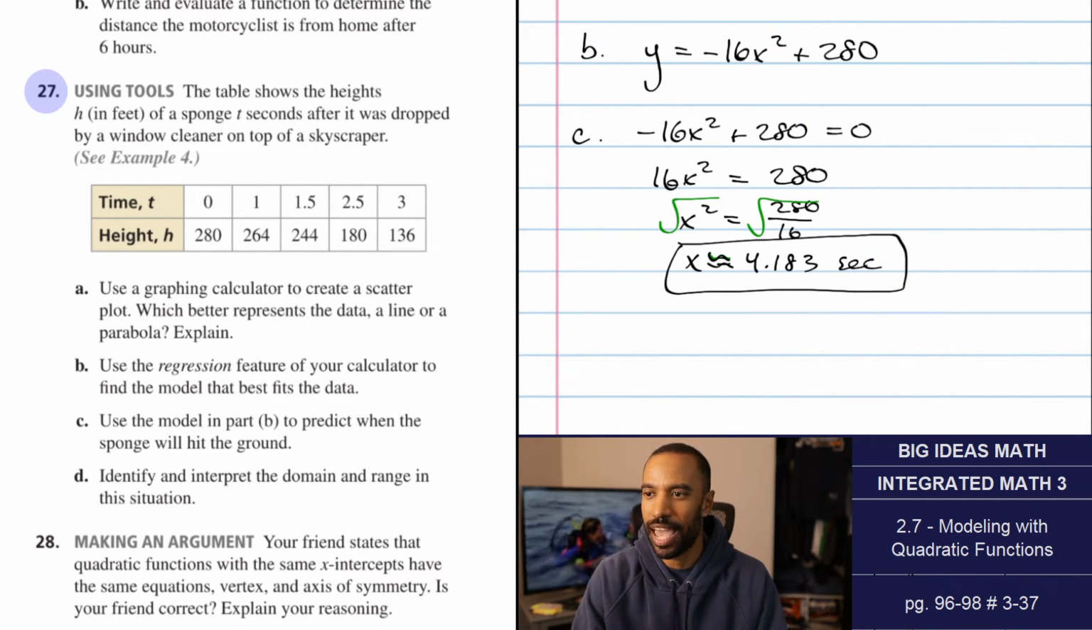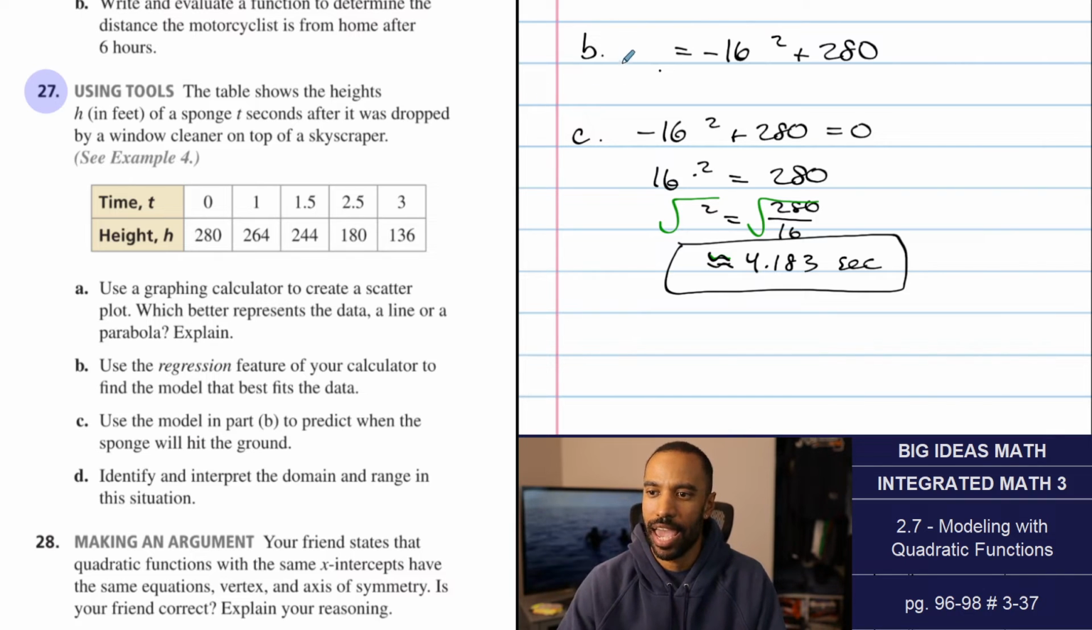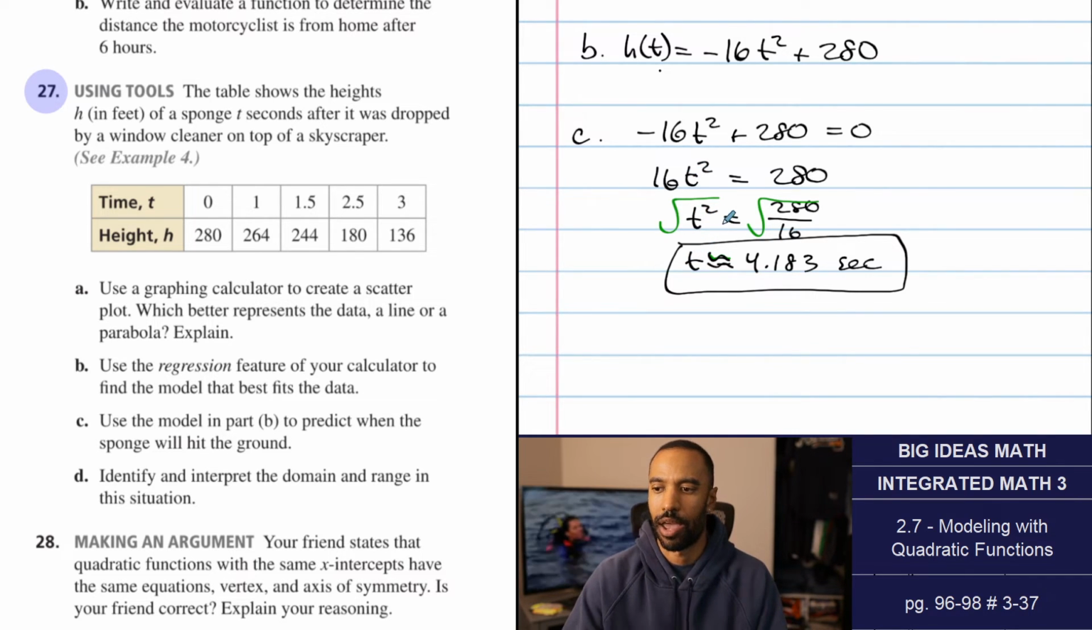Oh, this was t and h. Let's change all that. Can I change these really fast? Is that okay? t's and h's, y'all. All right, so this was h of t, and this is t. t, t. All right, cool.